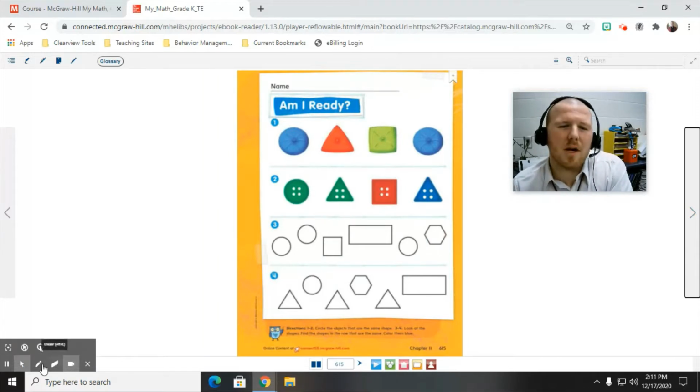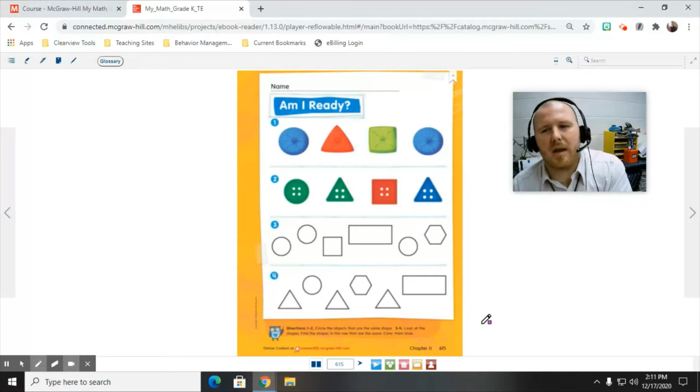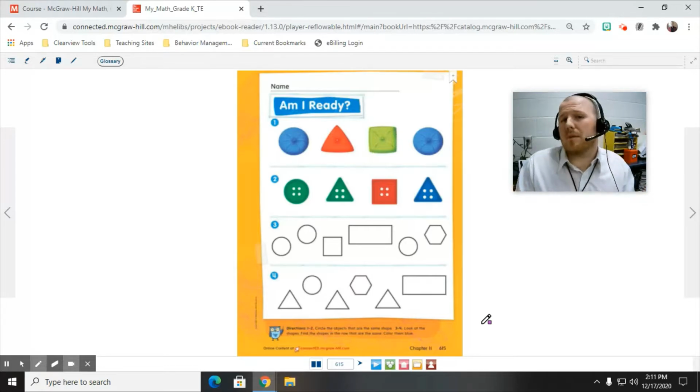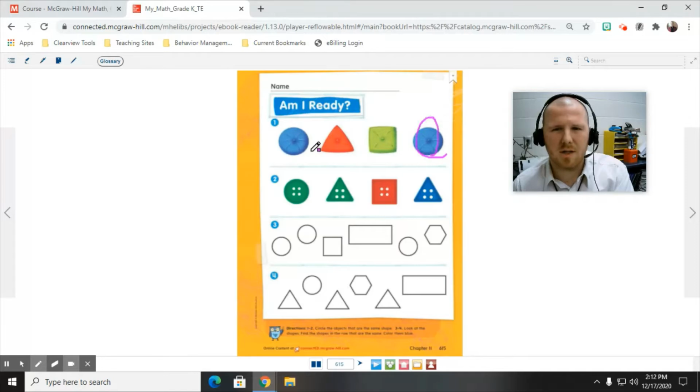For 1 and 2 here, it says circle the objects that are the same shape. Okay, so you don't need to know what the names are. You just need to know what's alike and what's different. We've learned that before, so let's use those skills that we have. We have this blue one that's round. This one has 1, 2, 3 sides. This one has 1, 2, 3, 4. This one's round. So we have a round one and a round one. Look at that, we got them.